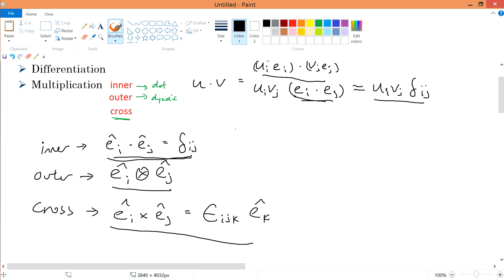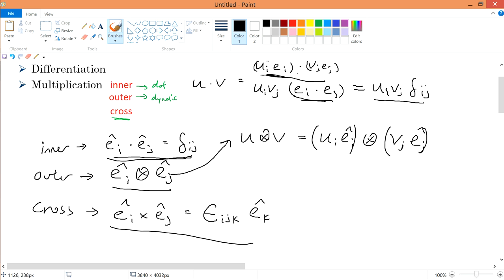So if you take a look at the outer or the dyadic one, for example u dyadic v, what I will write down is u_i e_i dyadic v_j e_j. It's just the same thing as over here, except the sign: this is dot, this is dyadic. Same thing, I group all the components together as one set, and then I simply group the basis vectors into one component, and I just leave it the way it is.